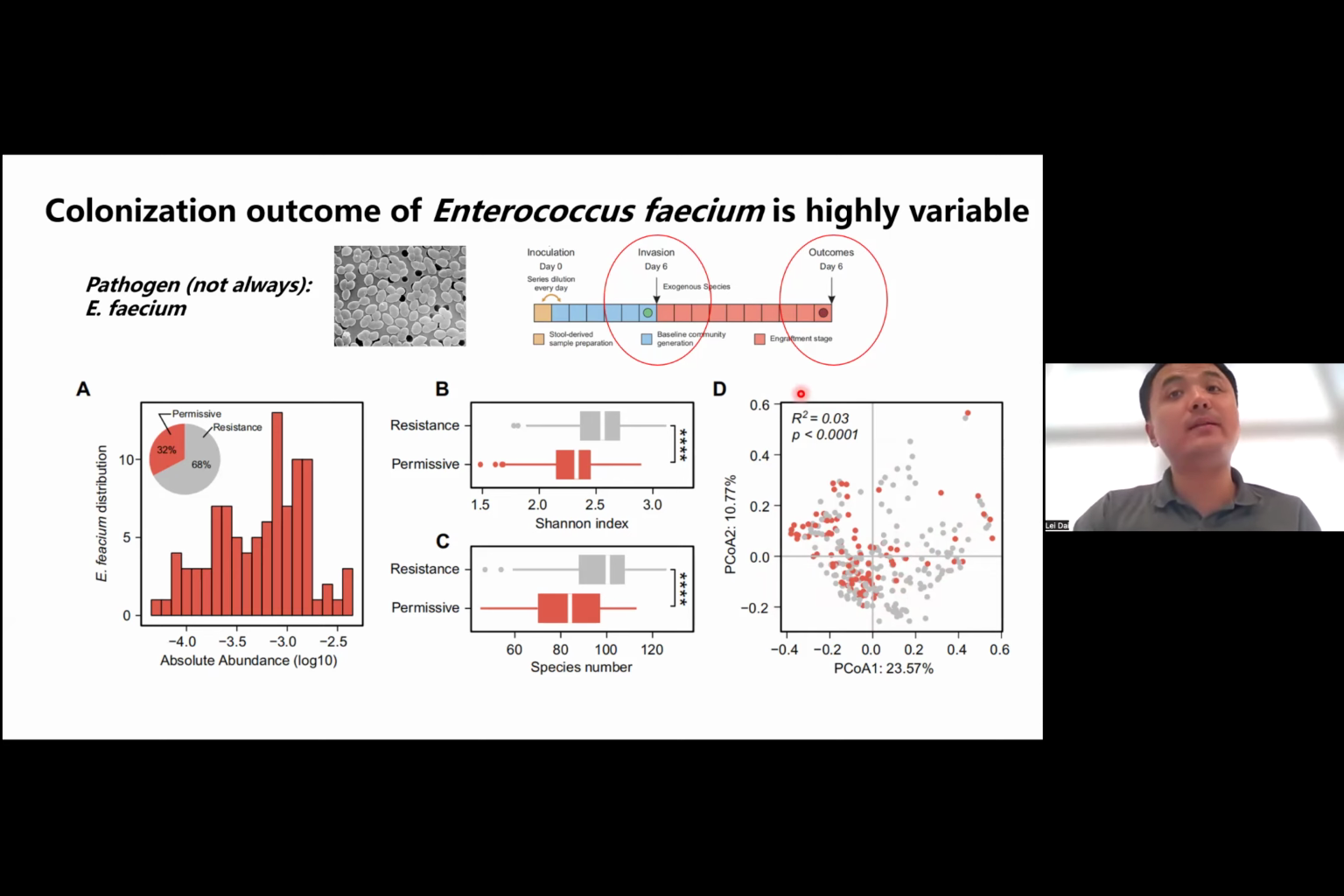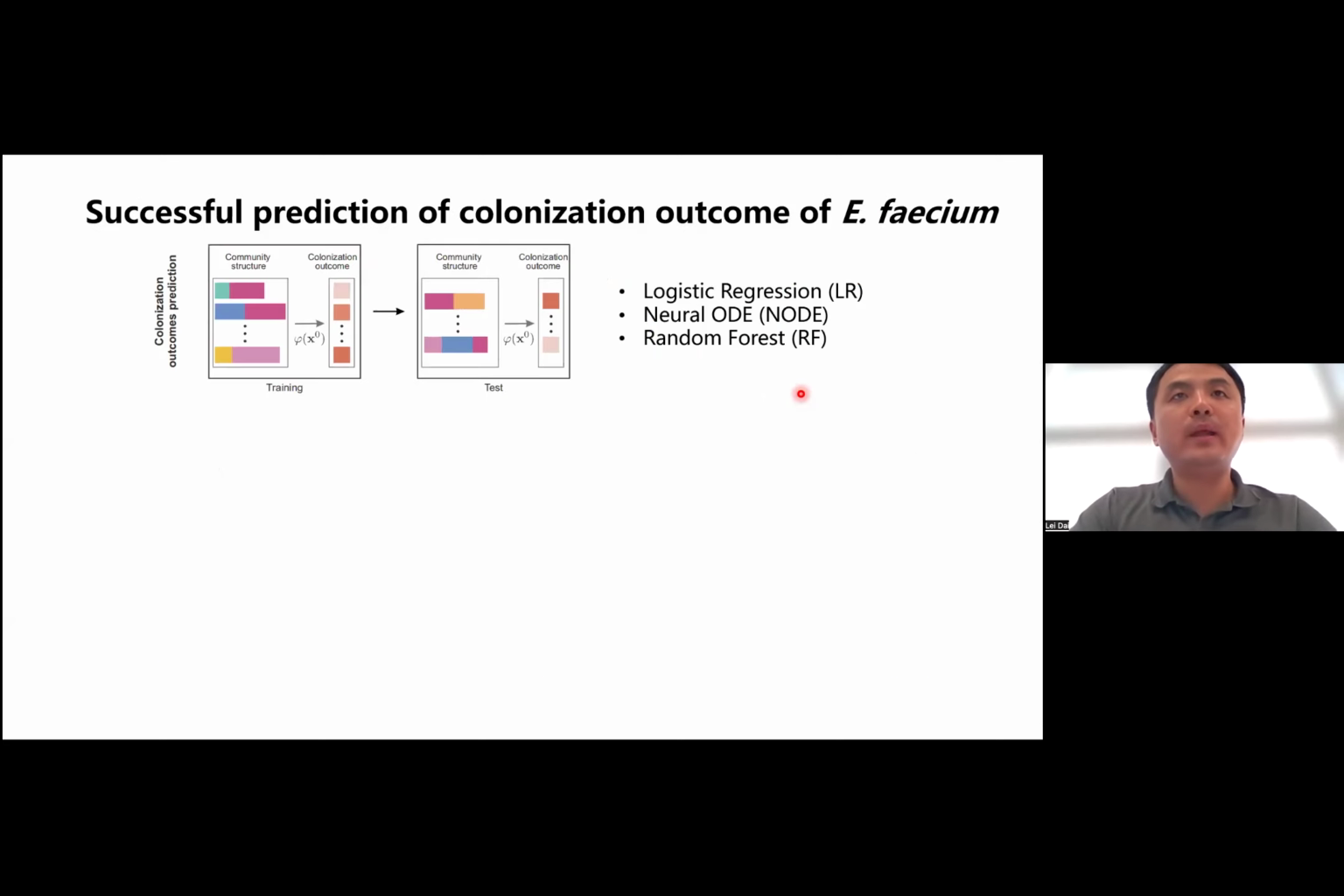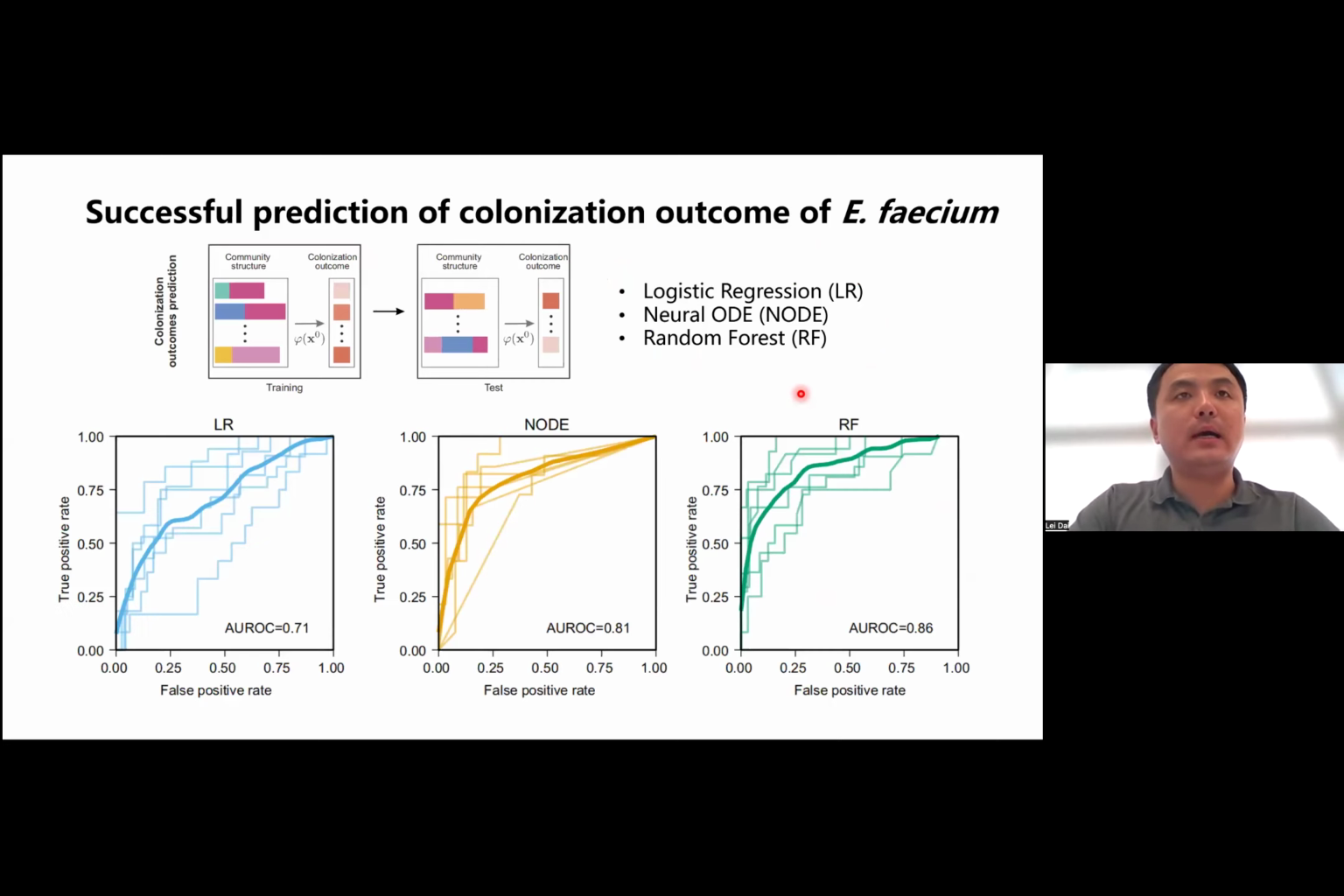But then we fed the data into the machine learning model, like I mentioned. So I just show you there are 3 different models, and the random forest had the highest area under the ROC curve, and it's 0.86. This means that if you have enough training samples, then you can qualitatively predict whether Enterococcus faecium can or cannot colonize in this community, right?